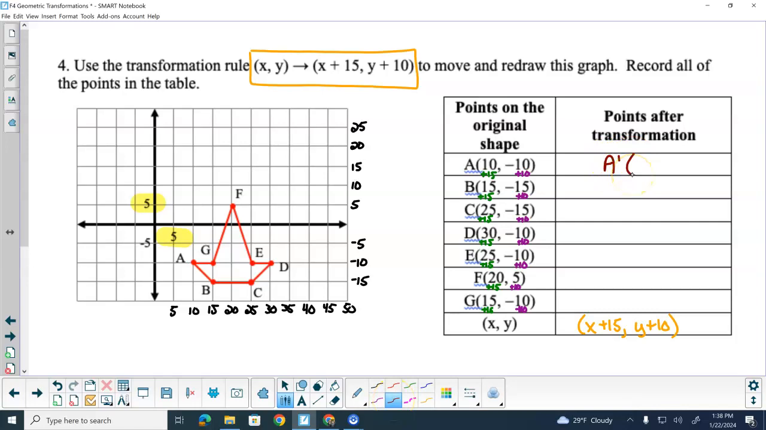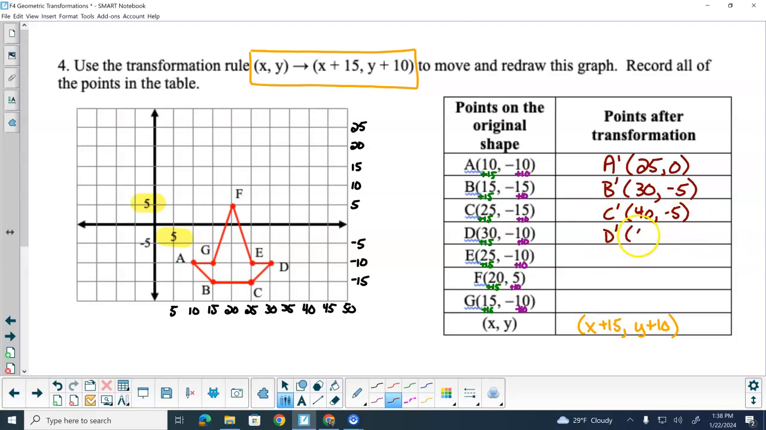Okay? So 10 plus 15 is 25. Negative 10 plus 10 is 0. So A prime is at the point 25, comma 0. B prime is going to be at 15 plus 15, 30. Negative 15 plus 10. Negative 5. C prime. Where's C prime going to be at? 40, comma what? Negative 5. 40, comma, negative 5.